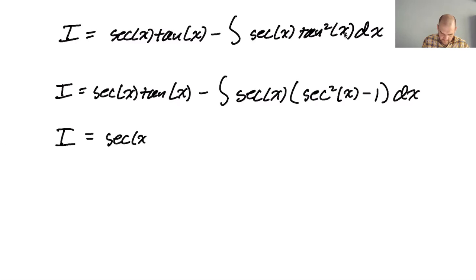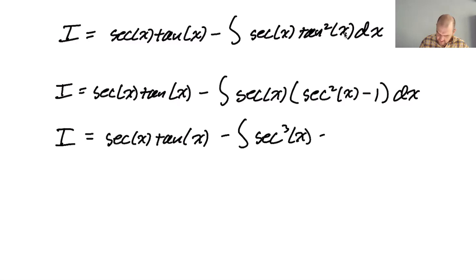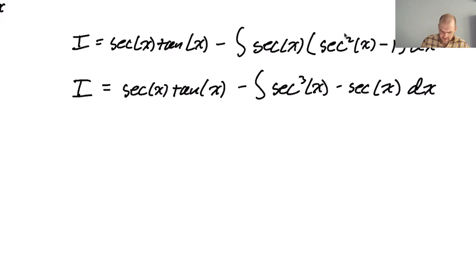Secant tan. And then minus, so it's minus the integral of secant cubed, but that's just I again. Secant cubed. I'm going to keep it all in one integral for now. Okay. All right, that's fine. Sure. So this is I.